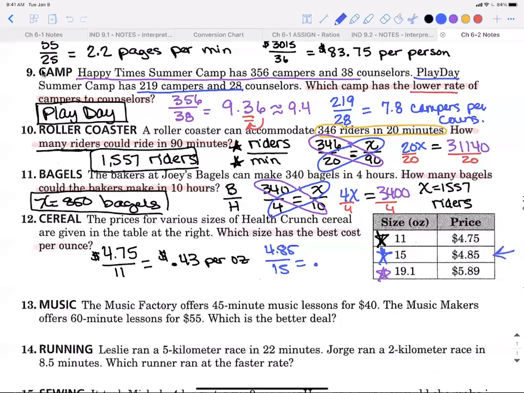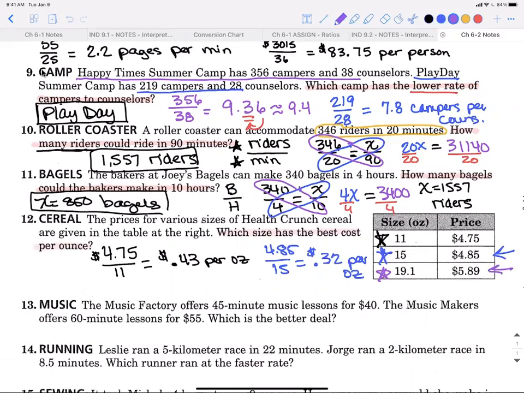No, hang on. 4.85. 4.85 divided by 15. Read off what you get. 0.3233. Okay, so 0.32, right? And that's dollars per ounce, right? And then the next one is a purple one. Josiah, how am I going to set this one up?